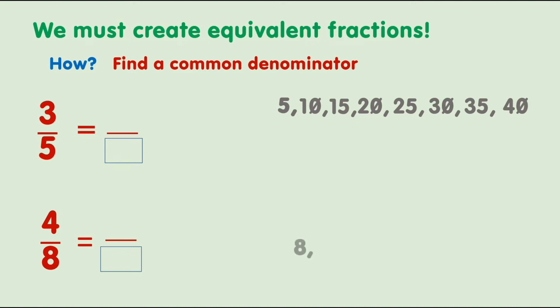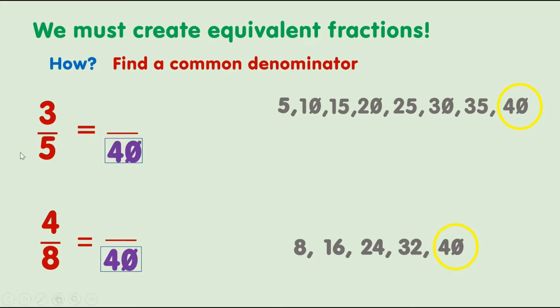8 times 1 equals 8, 8 times 2 equals 16, 8 times 3 equals 24, 8 times 4 equals 32, and 8 times 5 equals 40. So here we have 40 and 40 for both of them. 40 is common, so the common denominator in our next equivalent fraction is 40.